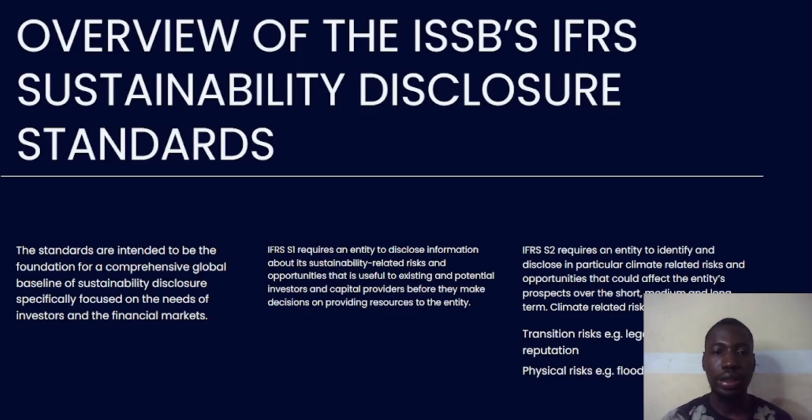So an entity is further required to disclose information about how it is managing the identified climate risks and opportunities. So aside from listing the risks and opportunities, you are meant to name your strategy or to explain your strategy. We'll talk more about strategy later in this video.